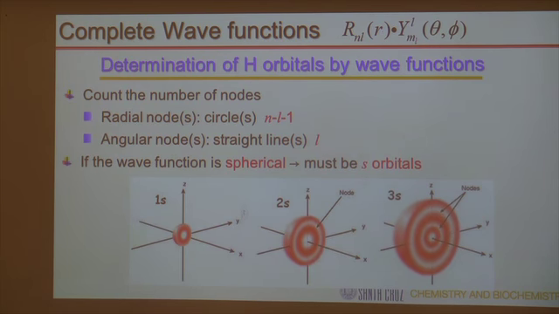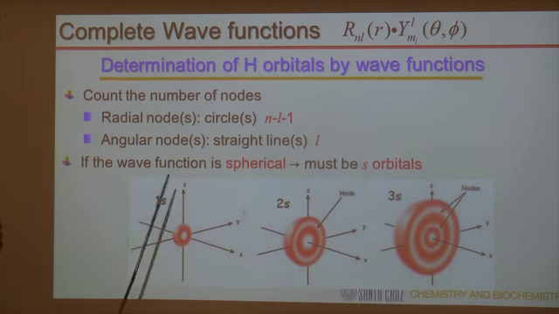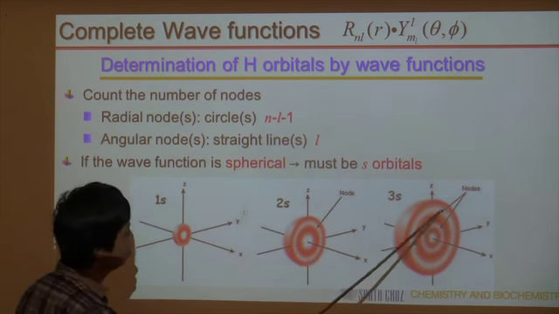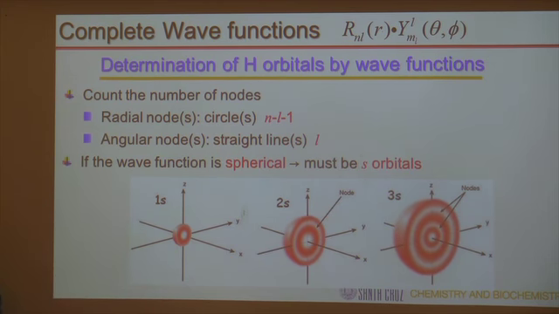For the 2s orbital, can you tell me how many radial nodes we should have? 1. So n minus L minus 1, where n equals 2 and L equals 0: 2 minus 1 equals 1. That's why we have 1 node here. For 3s, we have 2, so 1 here, 1 here.